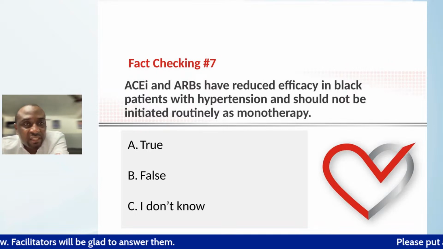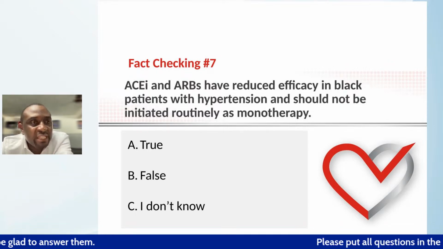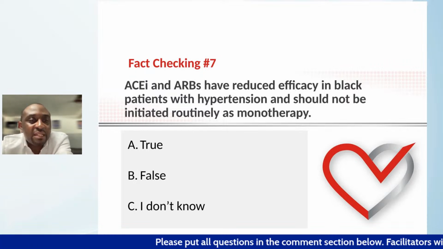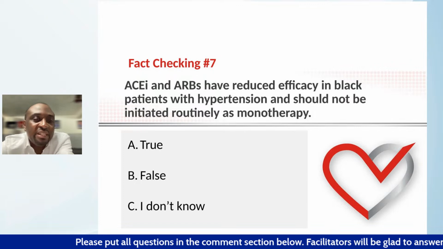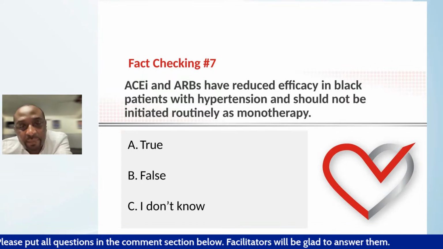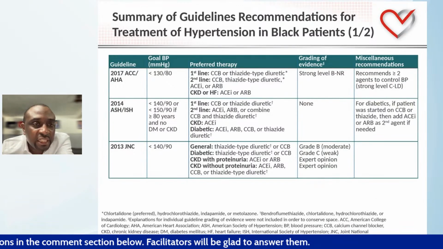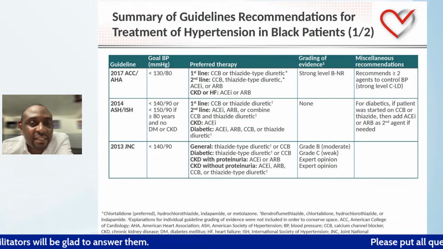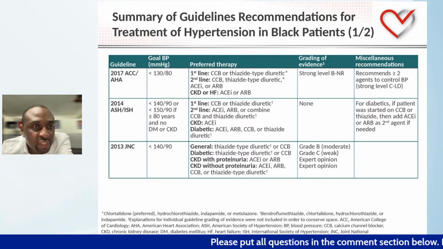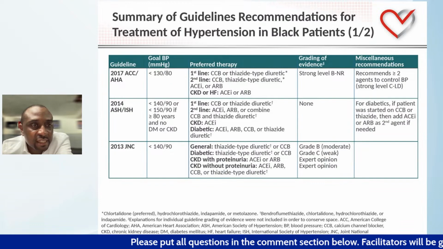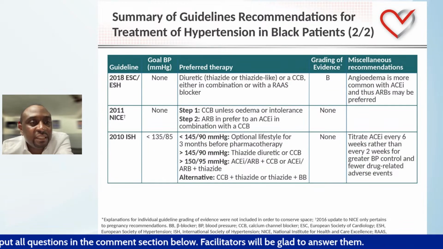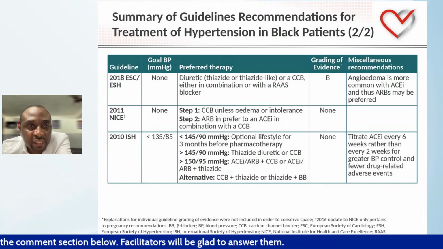So fact number 7, which is the last one: ACE inhibitors and ARBs have reduced efficacy in Black patients with hypertension and should not be initiated routinely as monotherapy. And clearly, the guidelines have medications that are first line, that's the thiazide type diuretics per the 2017 AHA guidelines, American Heart Association guideline. Let's look at the current 2018 European Society of Hypertension, European Society of Cardiology.